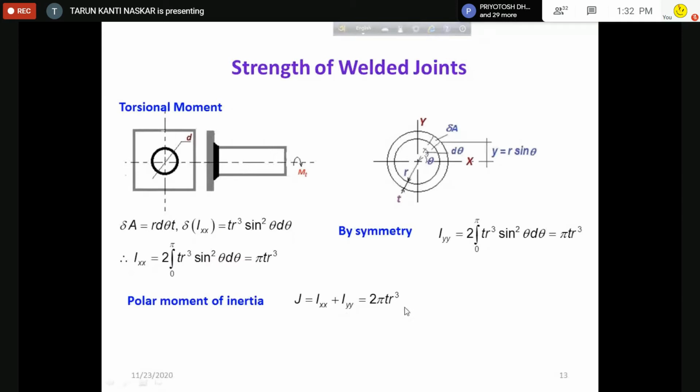Okay, so if polar moment of inertia is known, then we can find out the torsional shear stress. Torsional shear stress is M_T R by J. Okay, M_T R by J, R means from these. So M_T R by J is this, ultimately the equation is this. So torsional shear stress we can find out. Is it okay now? Yes, sir. Okay.